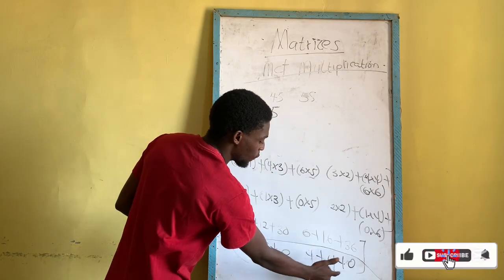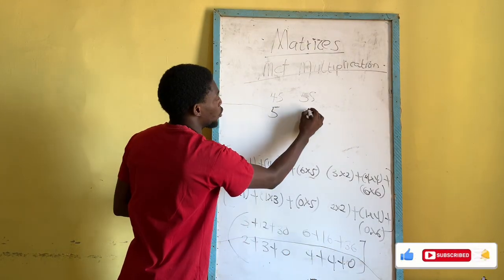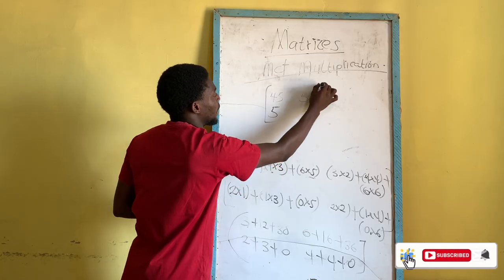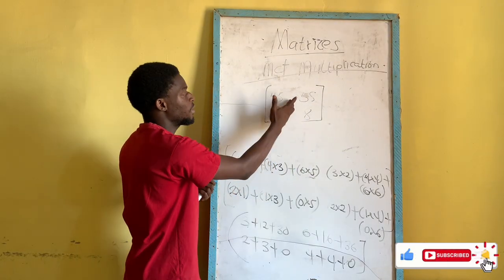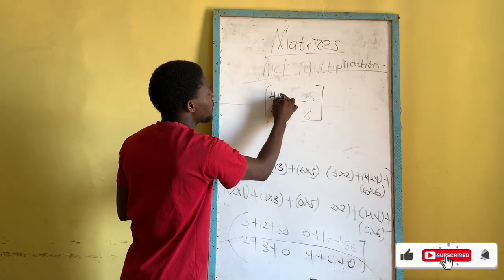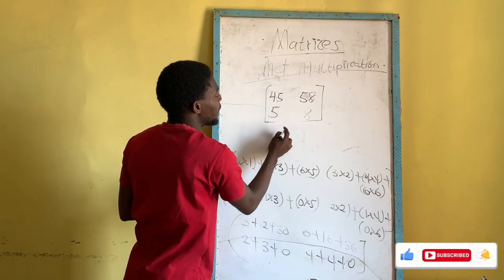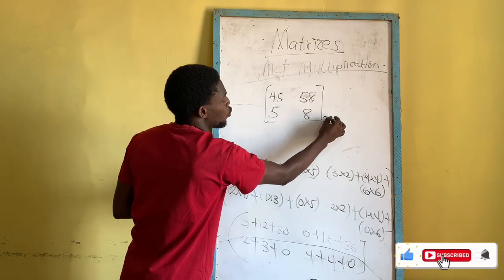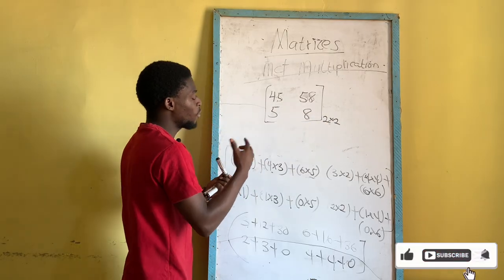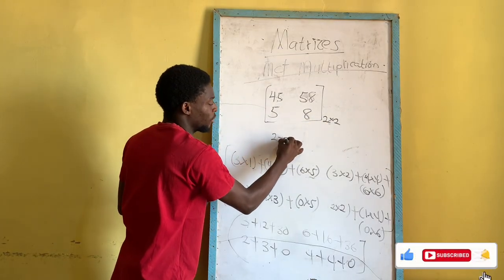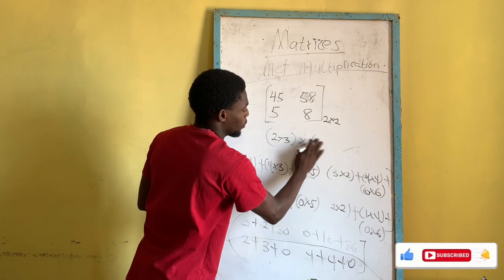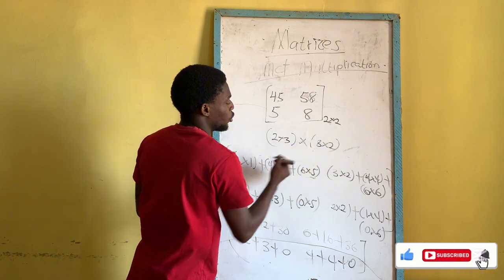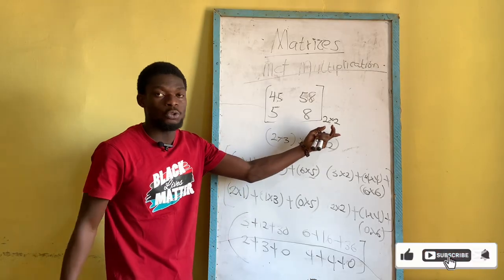Then 4 plus 4 plus 0 is also 8. Now if you multiply the matrix A by matrix B, this is what you have: 45, 58, 5 and 8. That's a 2 by 2 matrix. So if you multiply a 2 by 3 matrix by a 3 by 2 matrix, we are going to get a 2 by 2 matrix.